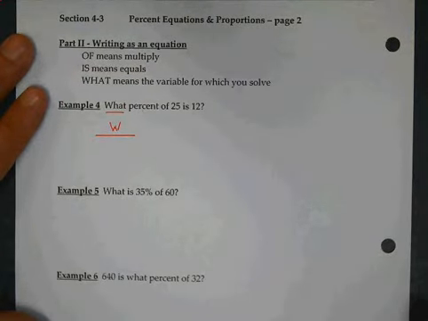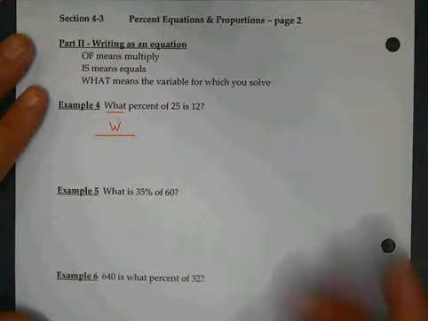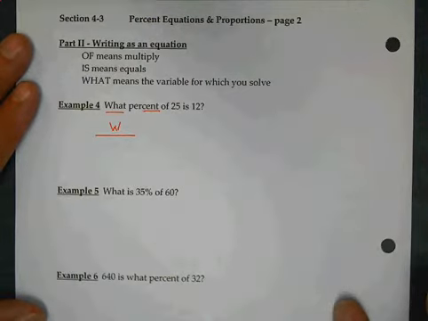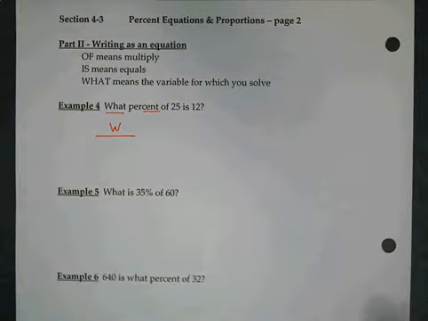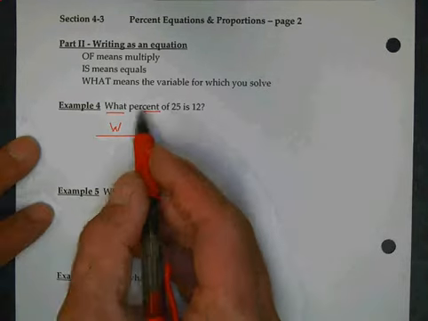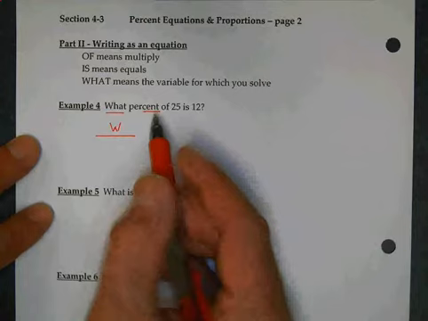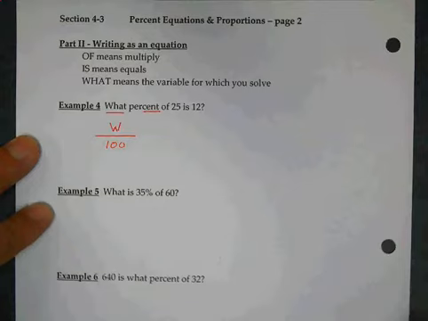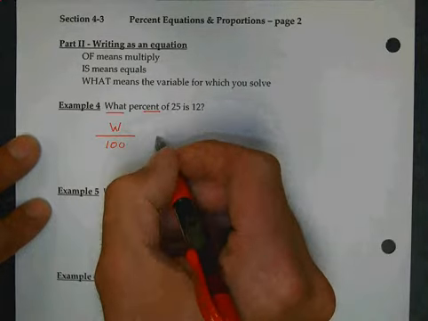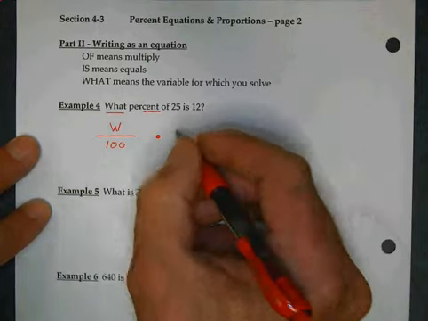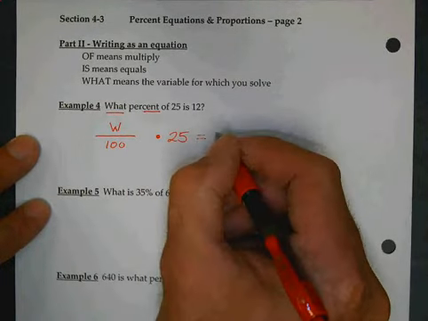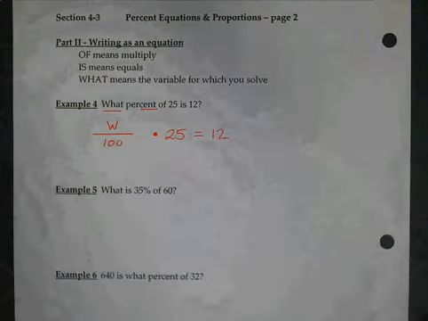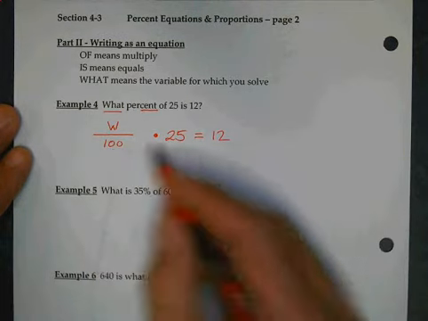Now who speaks French in here? All right, Ingrid, the word cent in French means what? John? What does cent mean? What does the word cent mean? S-E-N-T. 100. Okay, so what per 100 of is times 25 is 12. So that's taking a sentence and translating it directly to an equation.